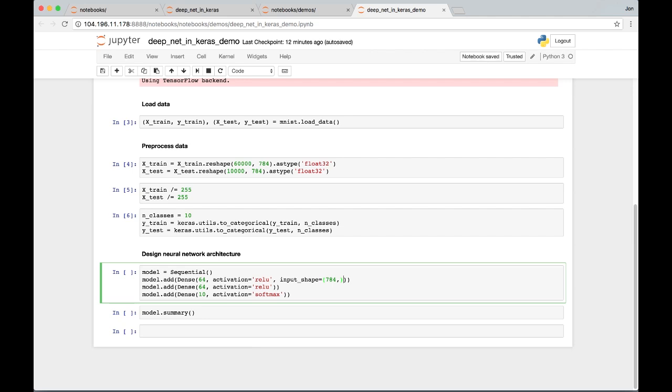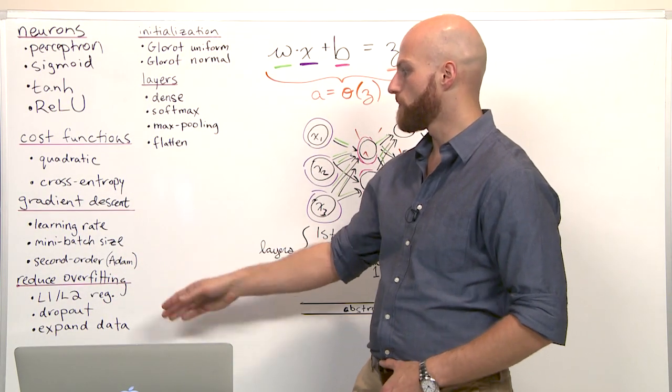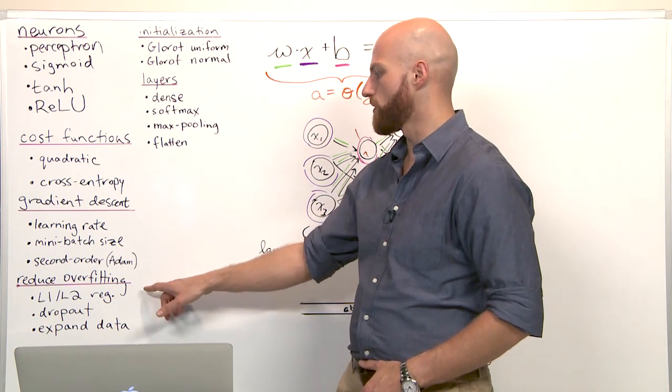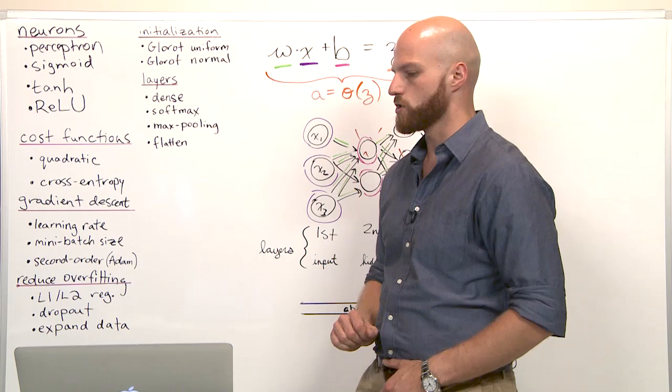The change that we are going to be making here is adding regularization to our network. We talked about a few different ways of doing that, of reducing overfitting. So we'll try this first method, L2 regularization, to start.